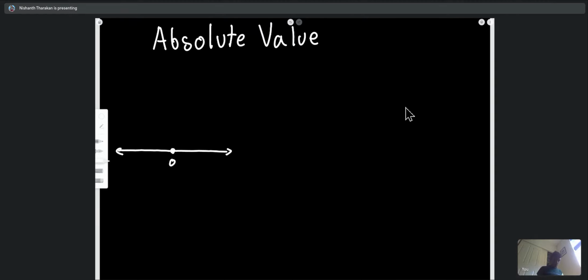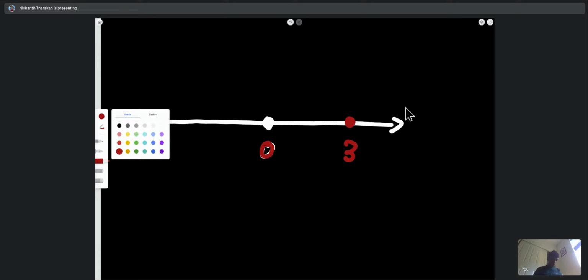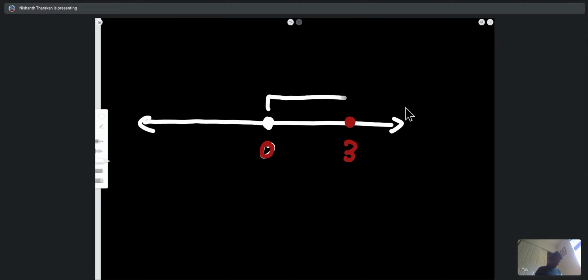So we can start with something basic. We have this number line. What absolute value measures is how far you are from 0. So let's just choose a random point. We can say this equals 3. And in case you figured it out, the absolute value would be 3. So the absolute value of 3 equals 3.